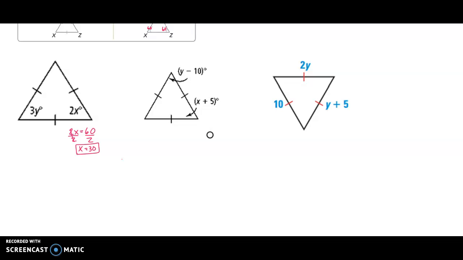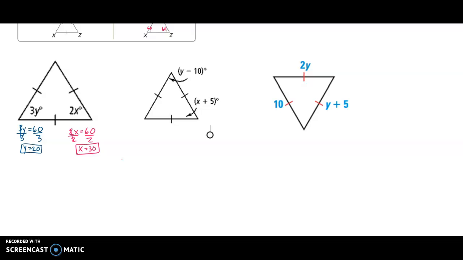And you would do the same thing if you were trying to find the y. 3y equals 60. I'm setting them equal to 60, remember, because we determined that in an equilateral triangle, all three angles are always 60 degrees. So when I divide both sides by 3, I get that y is 20.